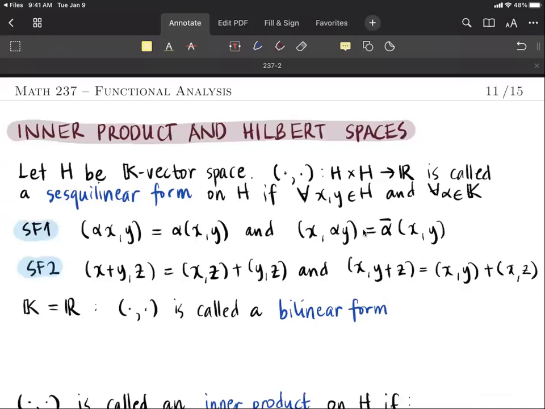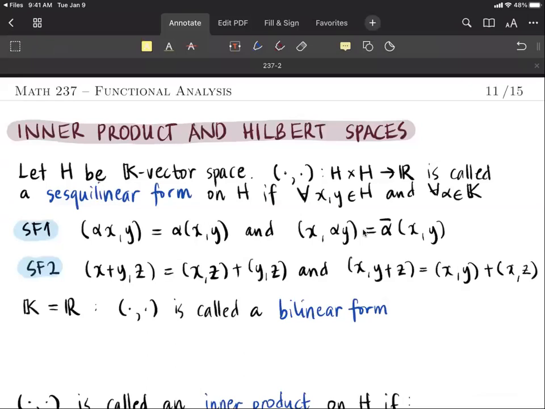In this lecture, we will discuss the so-called inner product spaces or pre-Hilbert spaces and their corresponding complete versions, the Hilbert spaces. So let us define what is a sesquilinear form.